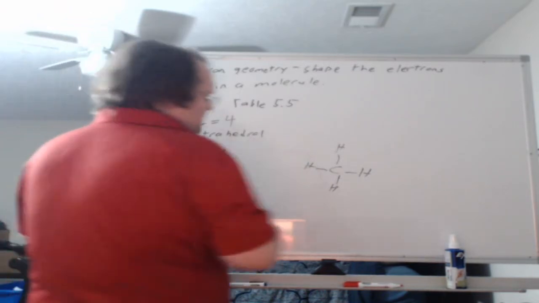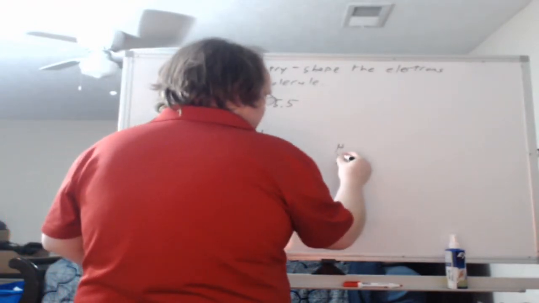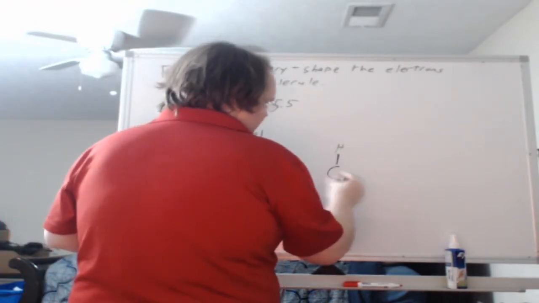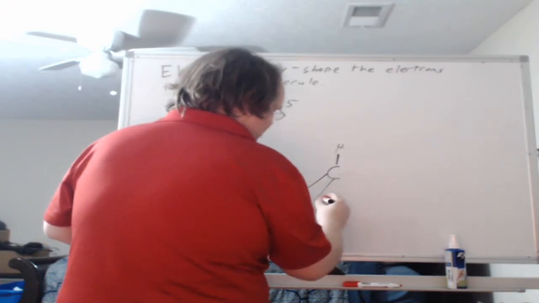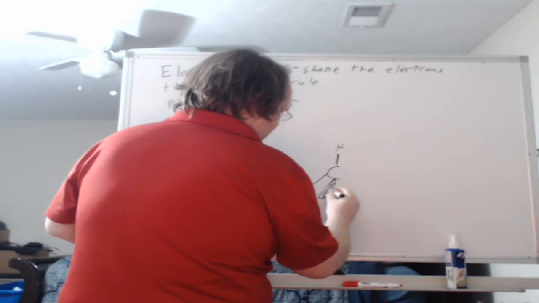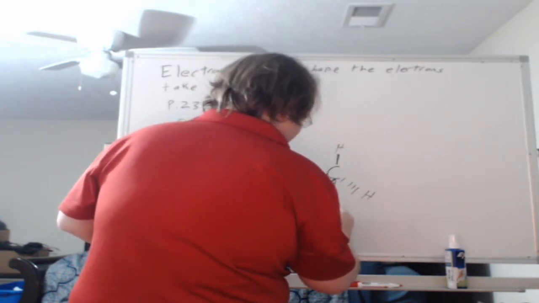So what we get instead of this is we have 1 hydrogen that occurs on top. You then have a carbon. You then get 3 bonds that come out at angles. So what happens is it forms a little tripod on the bottom.